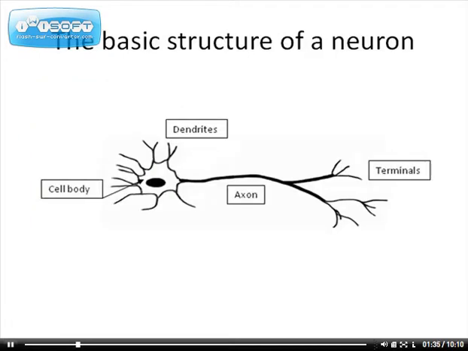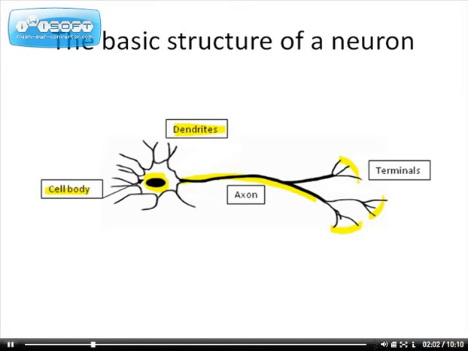This is the basic structure of a neuron. So you have the dendrites here that receive the message in the first place. You have the cell body, which contains the nucleus. You have the axon, which is where the action potential or the electrical signal passes through. And then you have the terminals, which is where the synapse is that creates a new action potential in the following neuron, effector, or central nervous system.